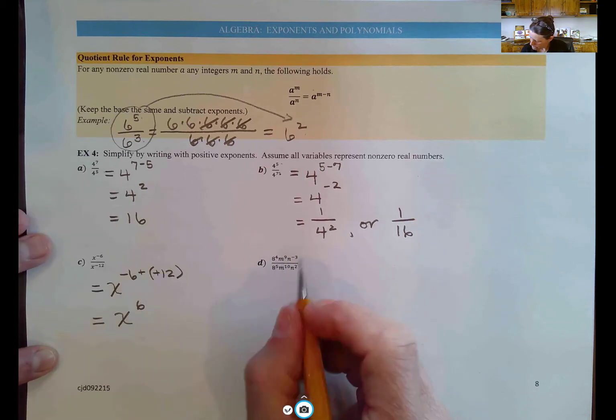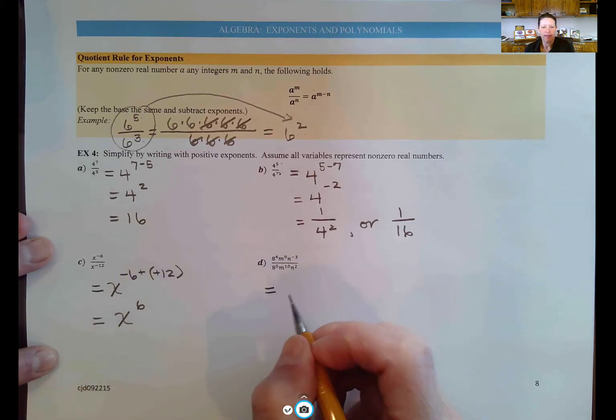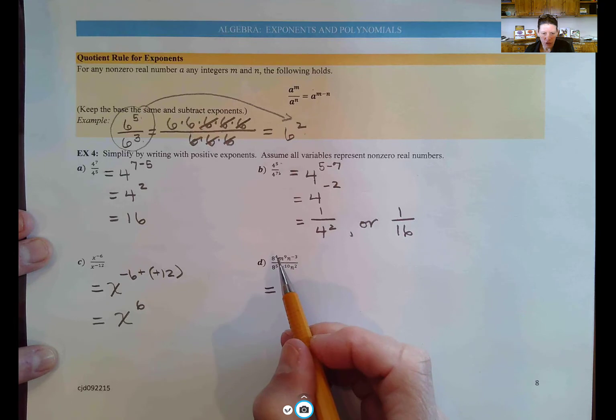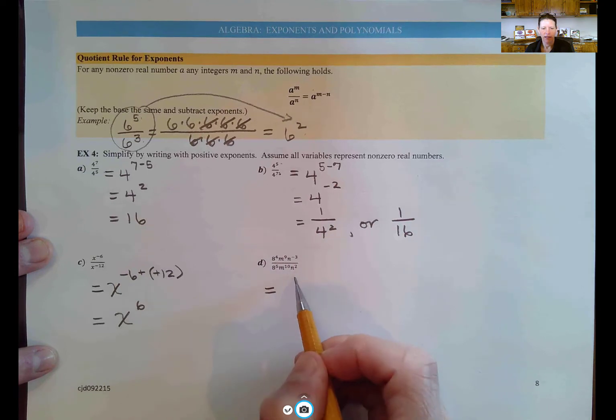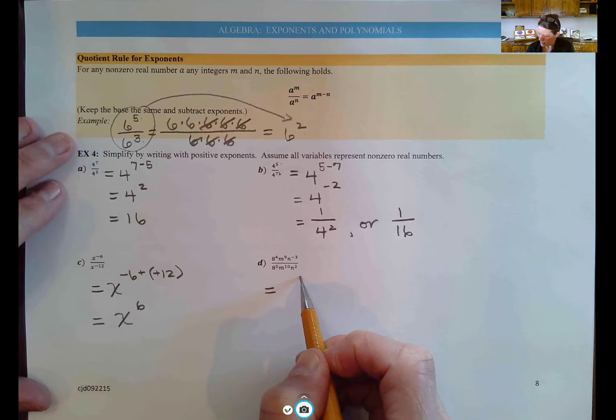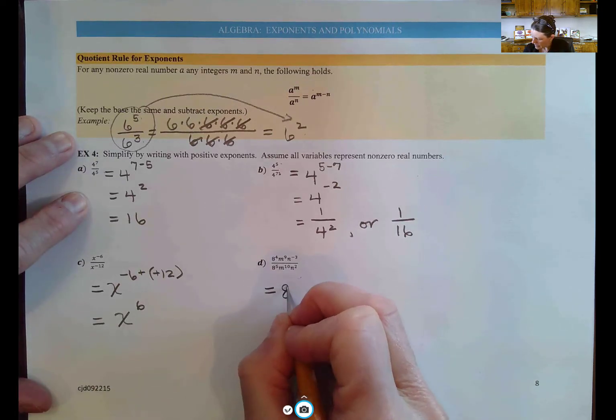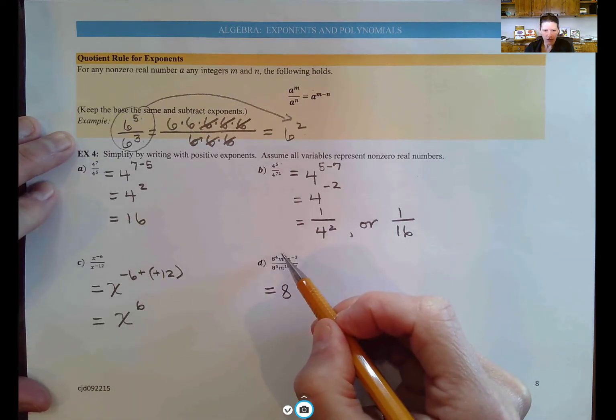Lastly, part D. We've got an 8 to the 4th over an 8 to the 5th, m to the 9th over m to the 10th, n to the negative 3 over n squared. So we're going to use the quotient rule 3 times here. All right, 8 to the, okay, let's just go ahead and do this.